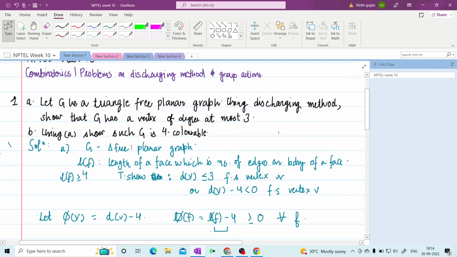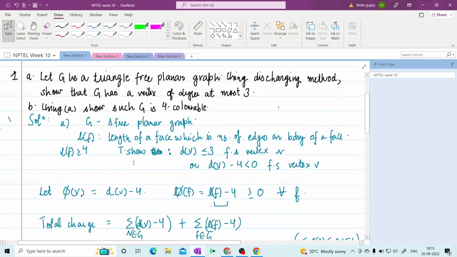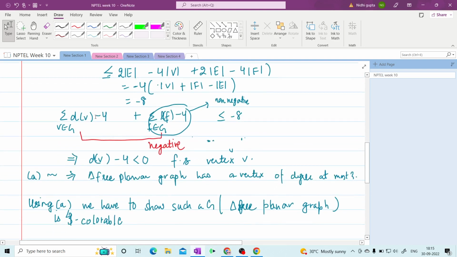We actually know that any planar graph is 4 colorable, but the proof for that is deep. But if we add an additional condition on our planar graph, that it is triangle free, then it can be easily shown. So now let's move on to the next question.